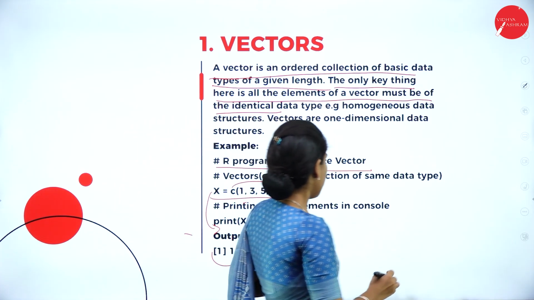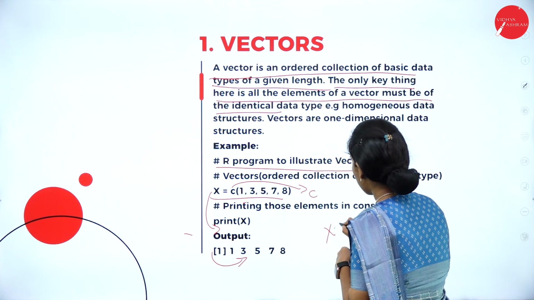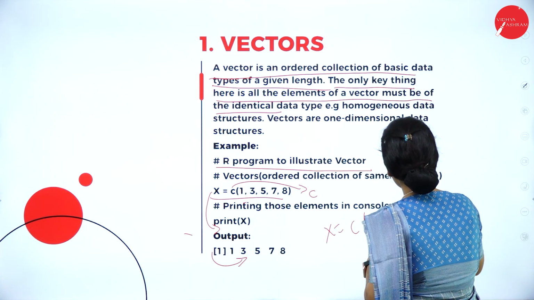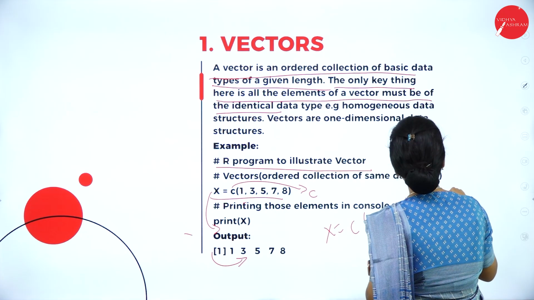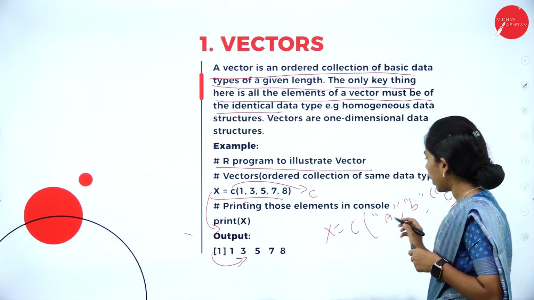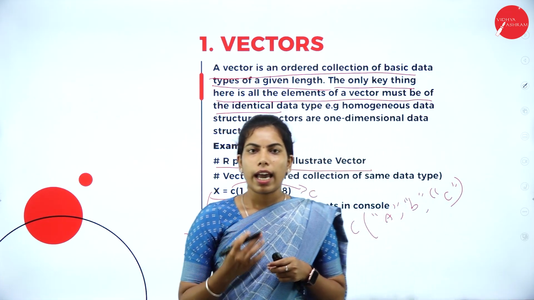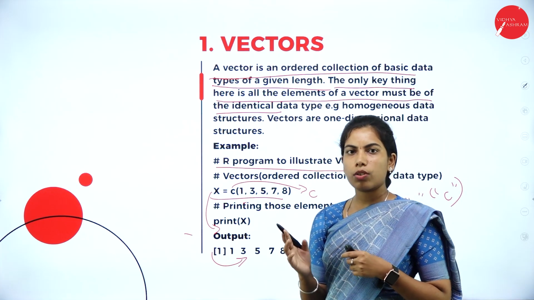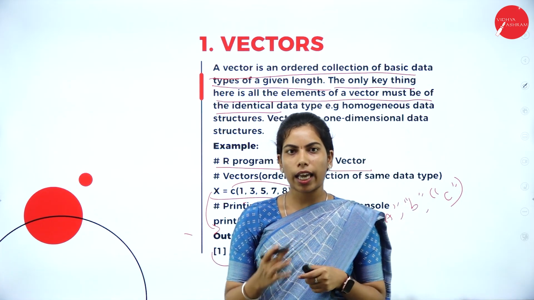So for example, if a vector x contains only characters like a, b and c, this is also acceptable. When I print, I get a, b, c as a character vector. The previous one is a numerical vector because it contains only numbers, not numbers mixed with characters.